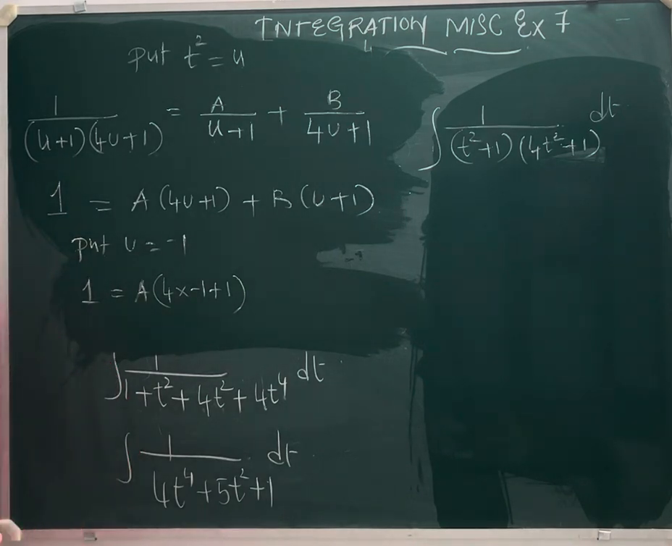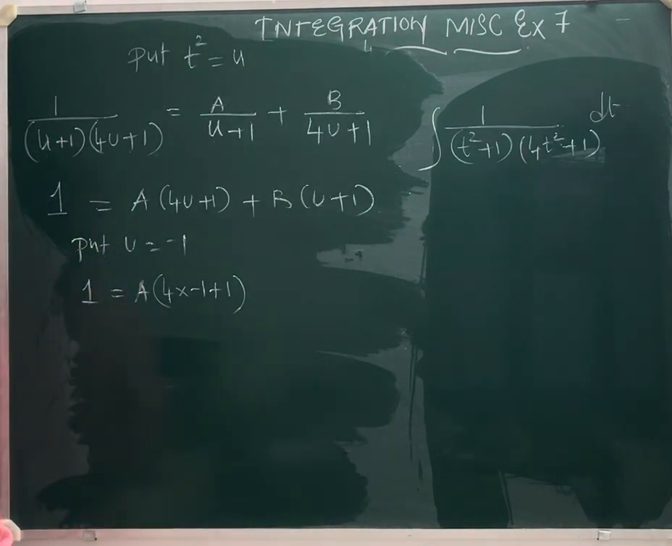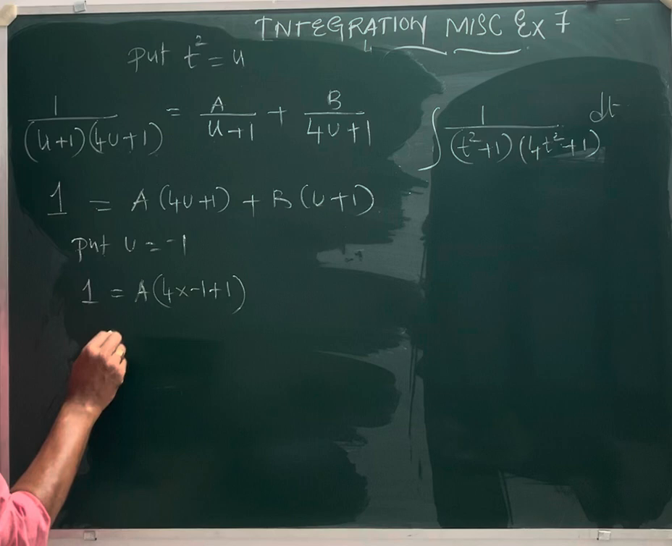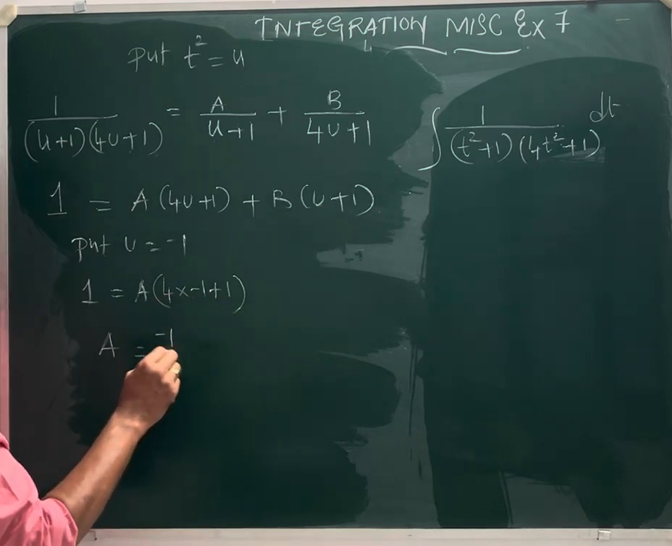What was our aim to write here? T as minus 1. Now I will get this finally. A will be equal to, this is minus 4 plus 1, minus 3. So minus 1 by 3.